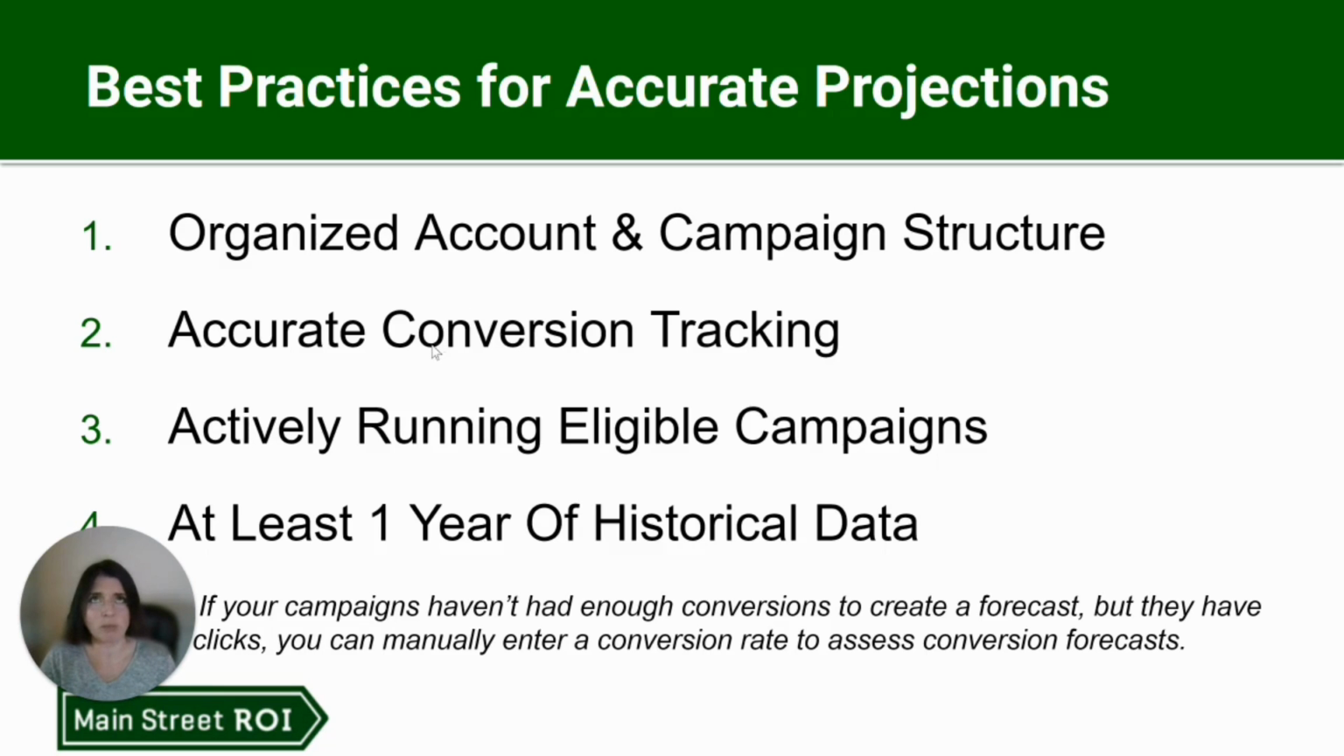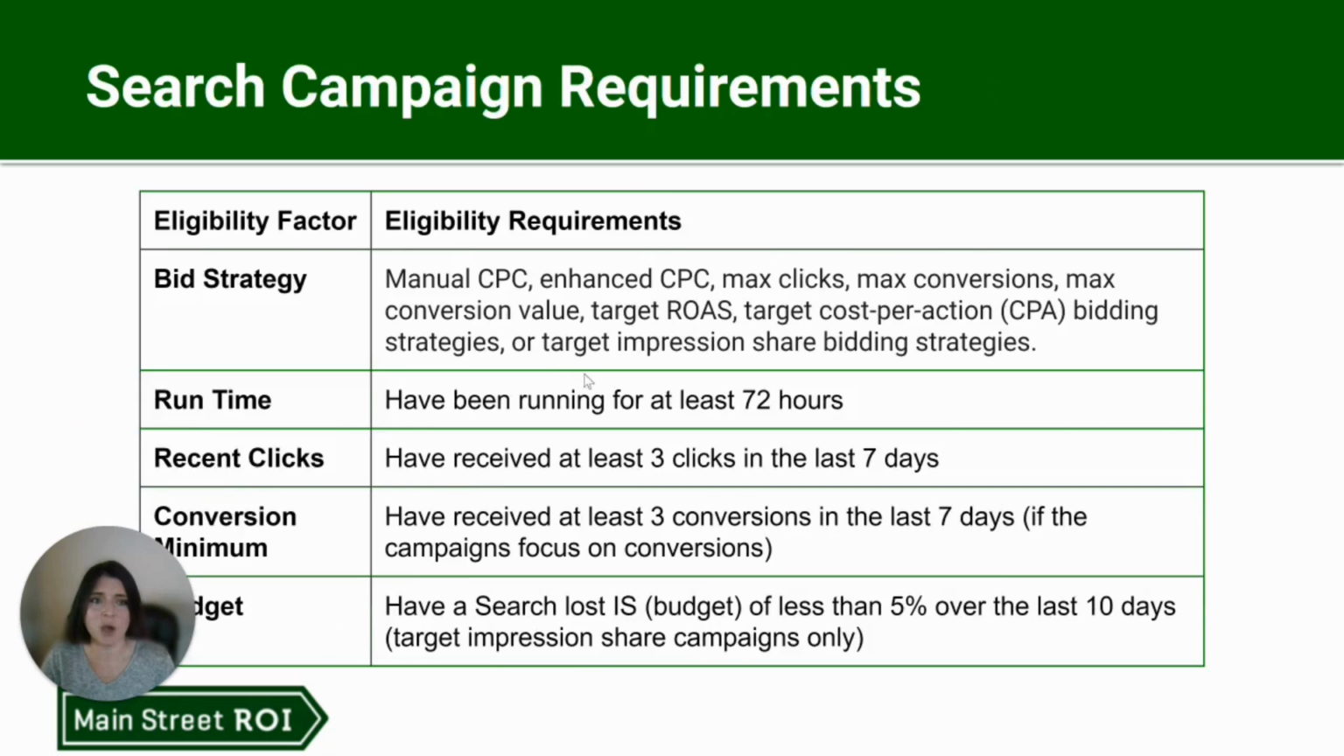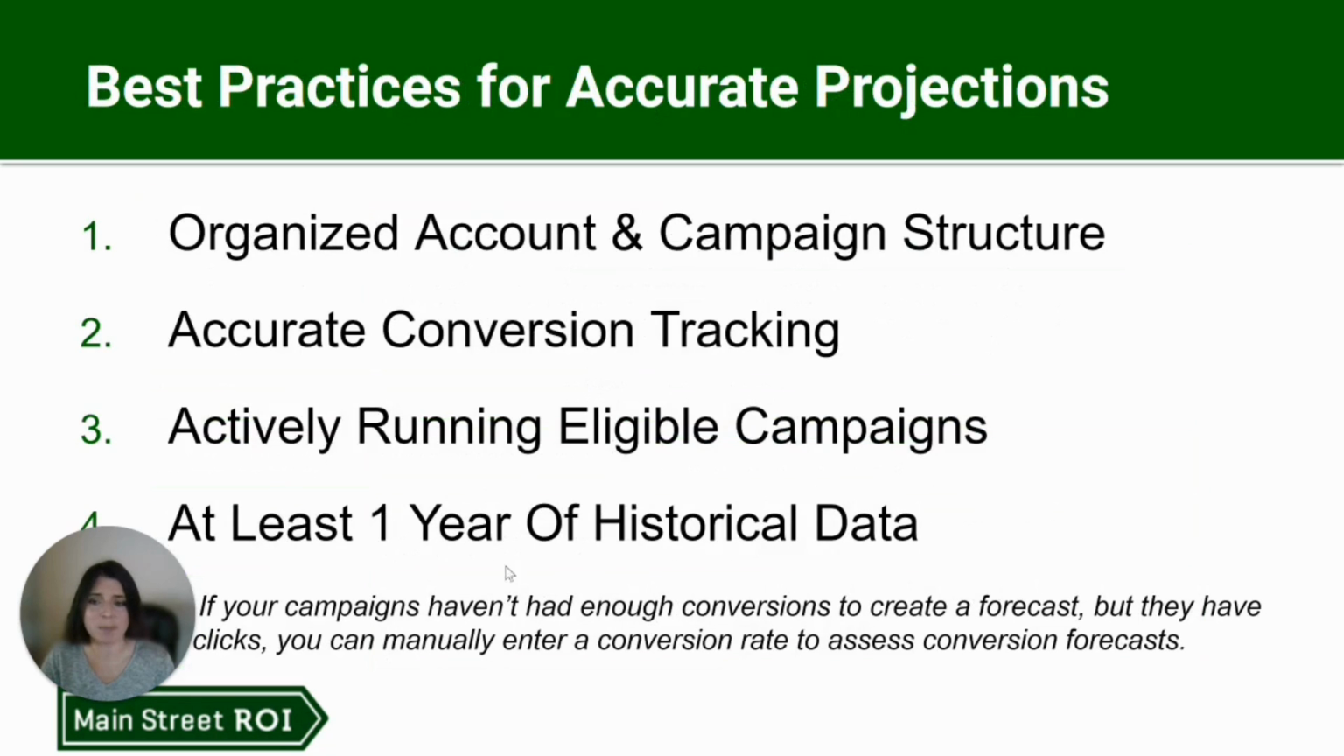Of course, you really have to have some accurate conversion tracking already set up within your account so that Google has enough data that it can use to base these projections off of. And then, of course, actively running eligible campaigns. And we'll get to more on the eligibility factors here in just a second. Now, this is not a requirement from Google whatsoever, but I highly recommend that you have at least 1 year of historical data for Google to use when it's doing these projections.